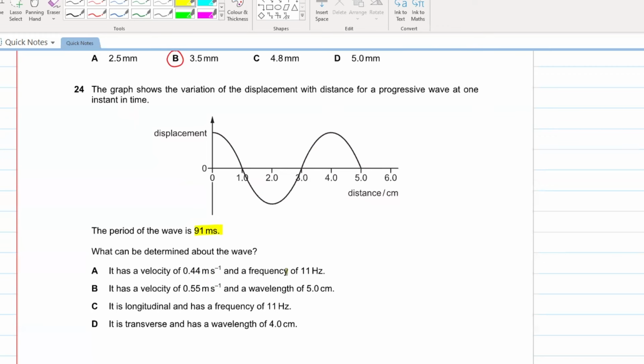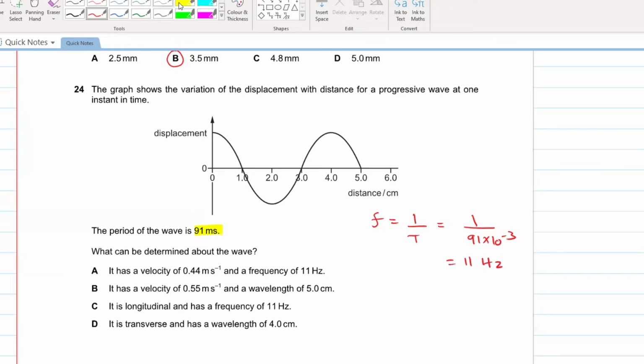See, you can calculate the frequency actually. How? Frequency is equals to 1 over time period. 1 over 91 into 10 raised to the power of minus 3. Let's calculate this. 1 divided by 91 into 10 raised to the power of minus 3. This comes out to be, yeah, frequency is 11 hertz.